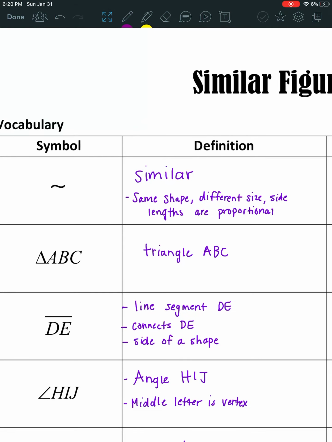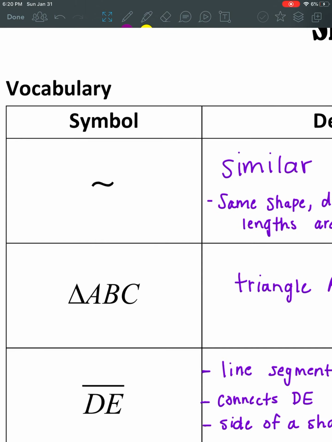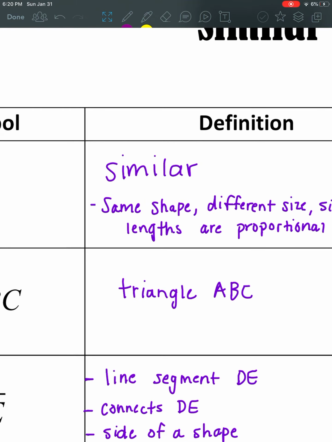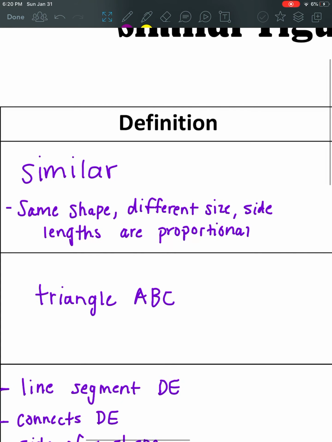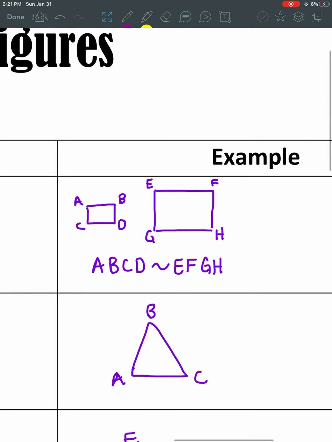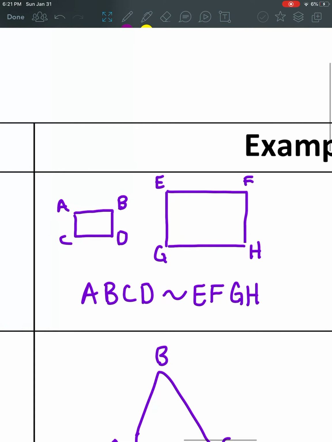So I have some definitions here that I would like you to pause this video and please write down, each definition and example, because you're going to have to know what all of these little symbols look like and what they mean. So this little wavy symbol means similar. And what similar means is that it's the exact same shape, but they're different sizes. The side lengths are proportional, and we're going to talk about what that word proportional means. So make sure you pause, get these definitions down.